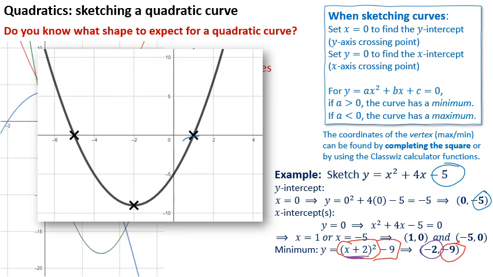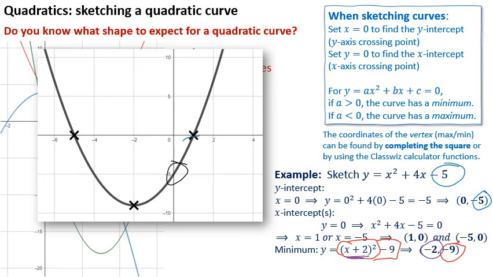I've marked on the two x-intercepts. You can see those at 1, 0 and minus 5, 0. We can also see the y-intercept there at negative 5. And I've also included the vertex minus 2, minus 9.